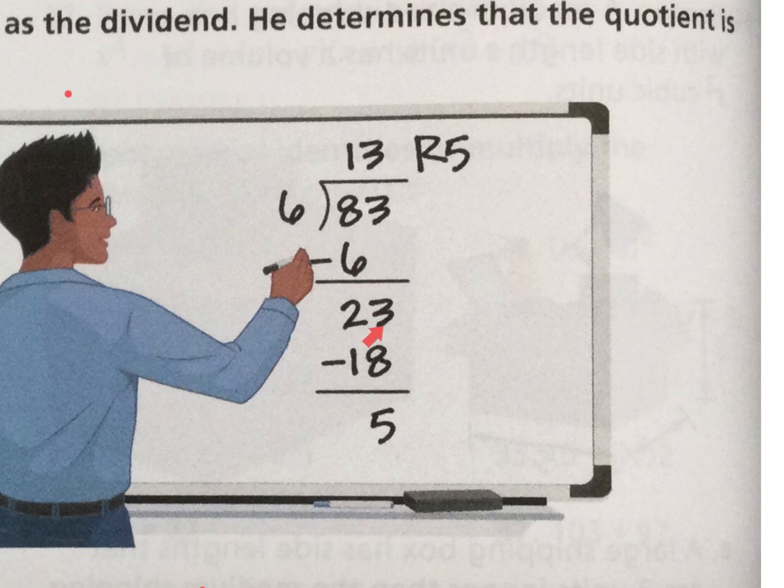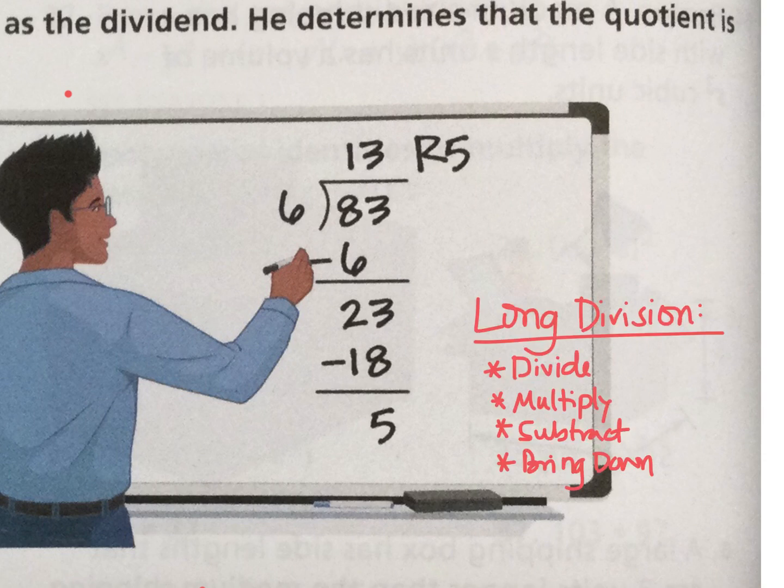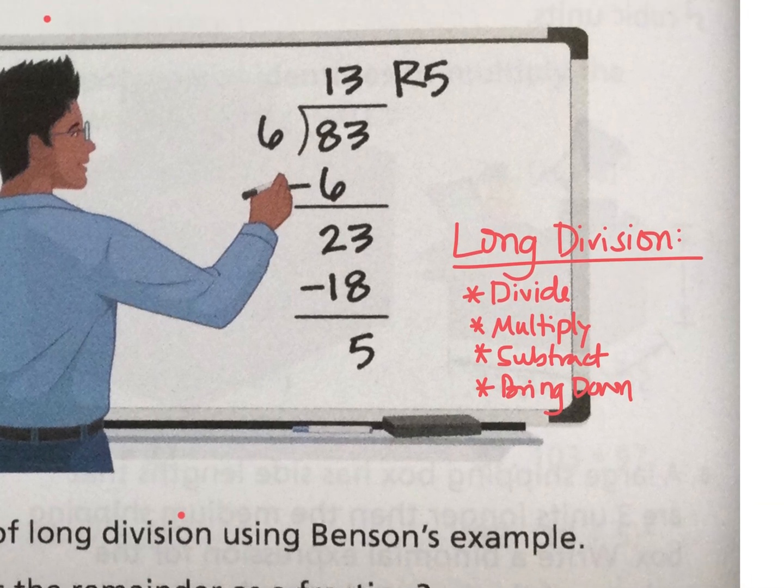We do the same thing again. So how many times does 6 go into 23? Well, 6 times 3, so the 3 is up here at the top, is 18. And then we subtract and bring down. So we get this repeating pattern for long division that you might want to write down, and that is to divide, multiply, subtract, and bring down. And then you end up back just repeating that process again.